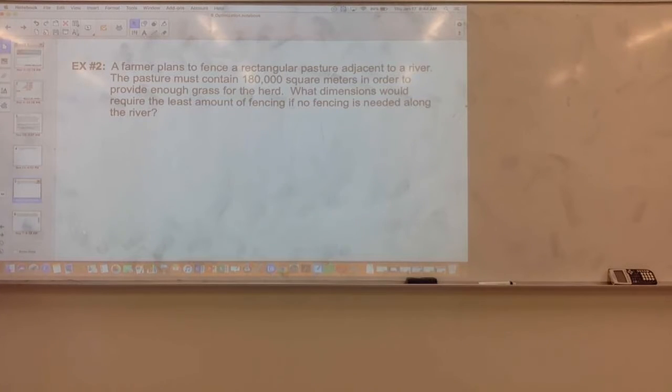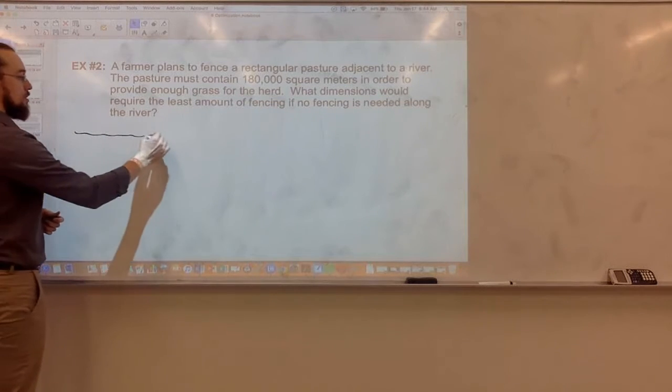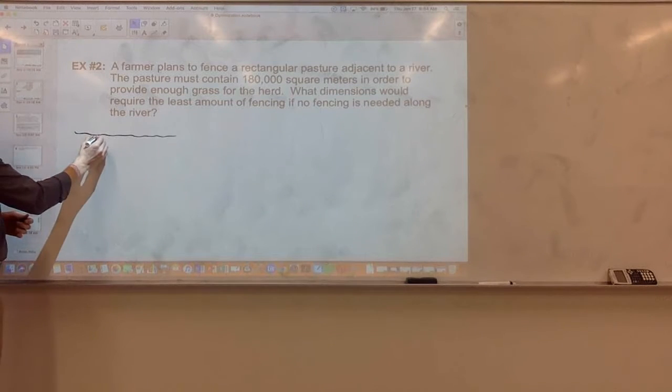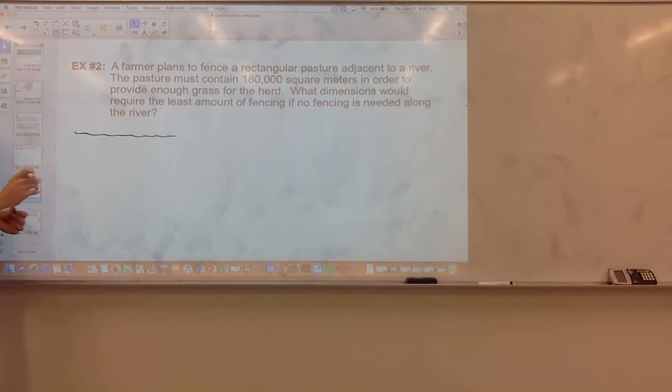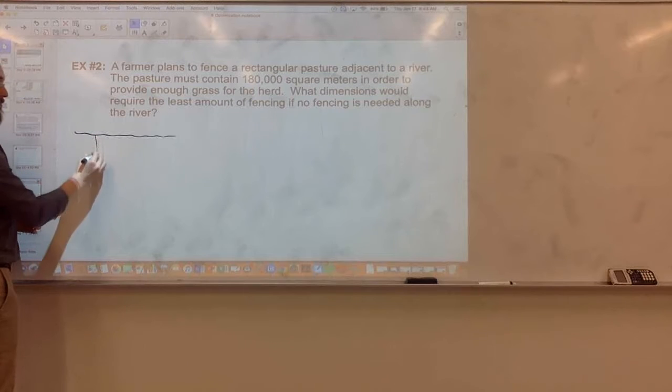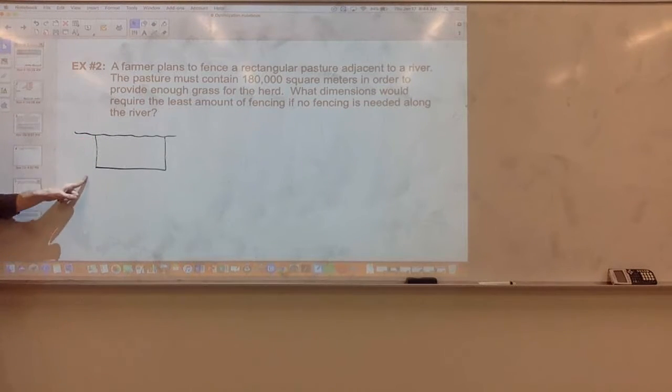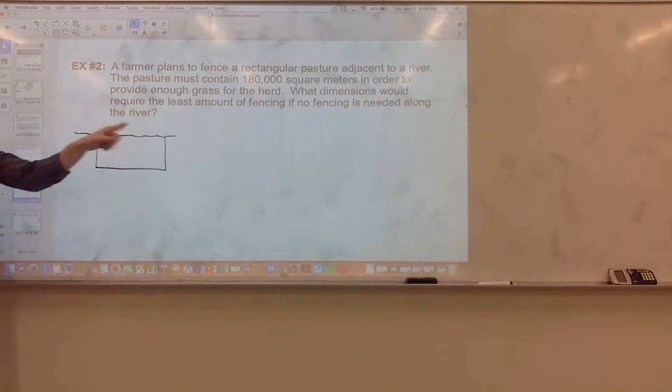Right? So here we can start by drawing a picture. We've got a river. Adjacent means next to. And then we don't need fencing by the river. So this fence is just going to have 3 sides. The 4th side is the river itself.